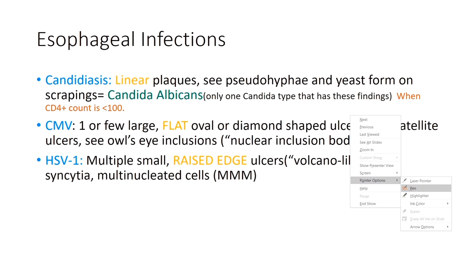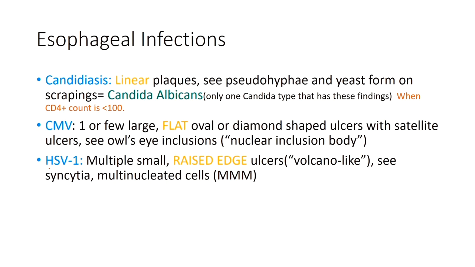With the next infection, we have HSV-1, which is another herpes virus. This is actually herpes HHV-1, also known as HSV-1. This one's going to have multiple small raised edges. That's the key feature with this guy. They're kind of like volcanoes, so little miniature volcanoes. When you look in there, you're going to also see those syncytia and multinucleated cells.